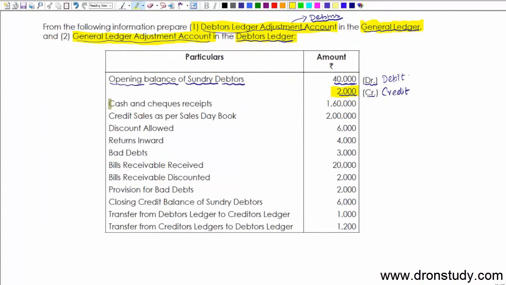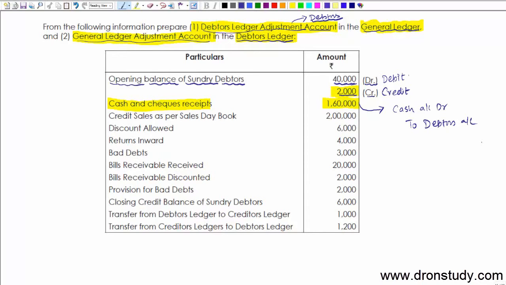Number 1, we have cash and cheque receipts 1,60,000. Let us try to understand what will be the normal accounting entry for this transaction. That is, cash is coming in, cash and cheque is received. So the entry will be like this: cash account debit to debtors account. This is the entry which will be passed in normal accounting system.